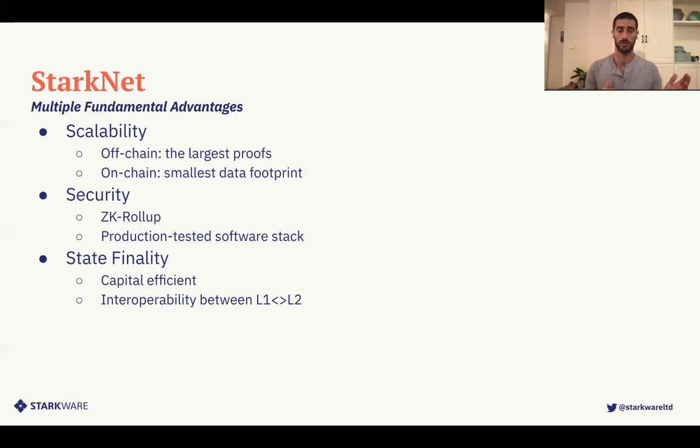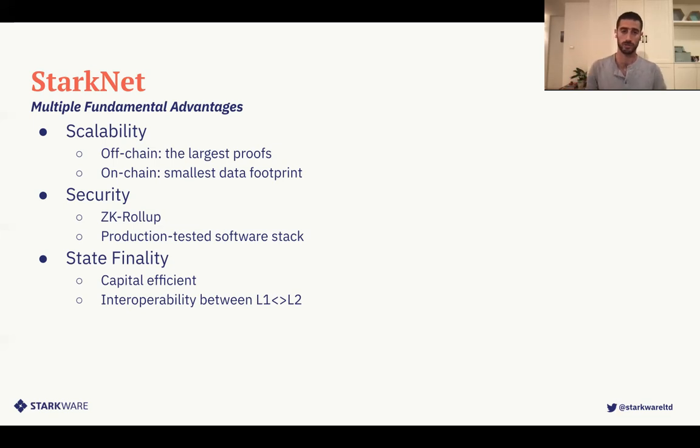So first of all, off-chain, as I've said, we are able to generate the largest proofs. This comes from both the strong provers that we have and the fact that we are writing things in Cairo. So many optimizations are trivial to write in Cairo. For example, having a Patricia tree is something which is very complicated to do if you don't have a programming language, but once you have a programming language like Cairo, it is almost trivial to write.